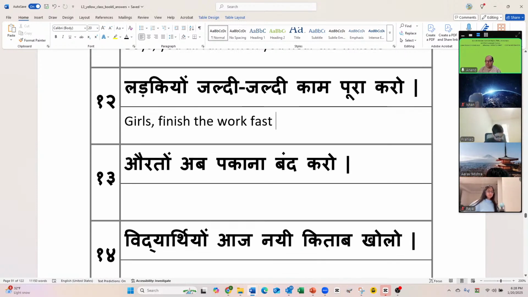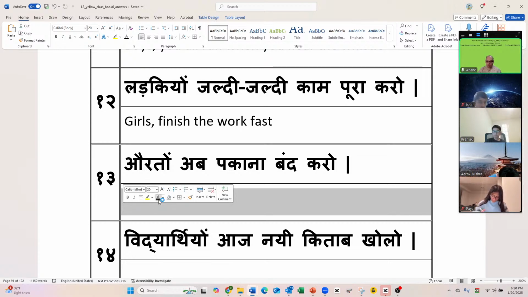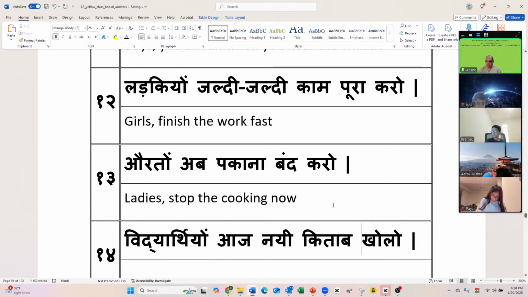Next sentence, Prahlad, read it. औरतों, औरतों अब पकाना बंद करो. Okay. What does that mean? Women should stop cooking now. You shouldn't say woman, you should say ladies, which is more respectful in English. Ladies, stop the cooking now.